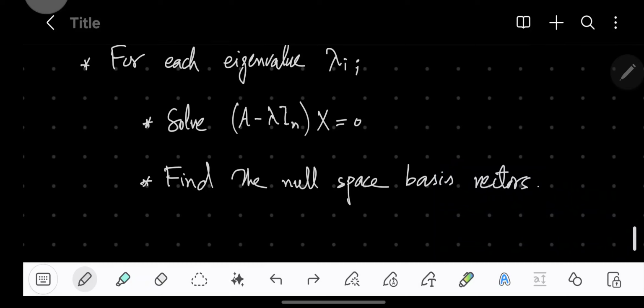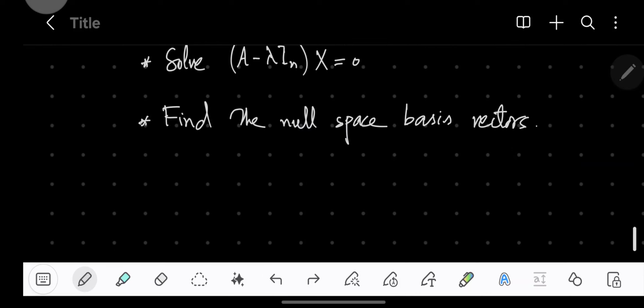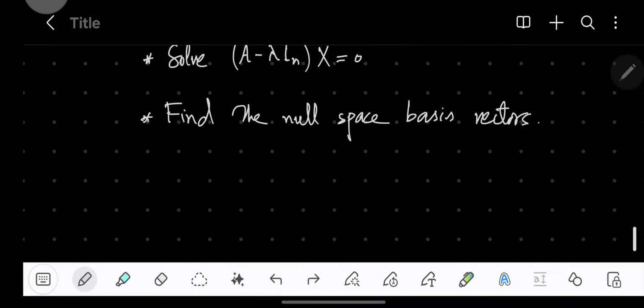Then we have to find the null space of this equation and the basis vectors of that null space. I will tell you how to find the basis vectors of this null space. So this is the algorithm. When we do an example, this last part will be clear.